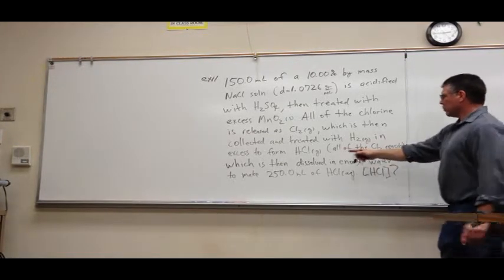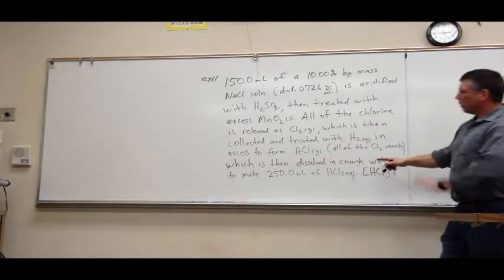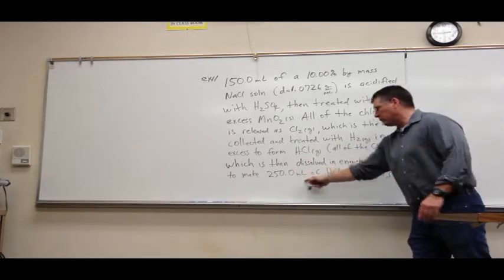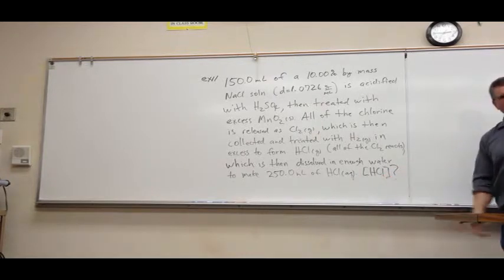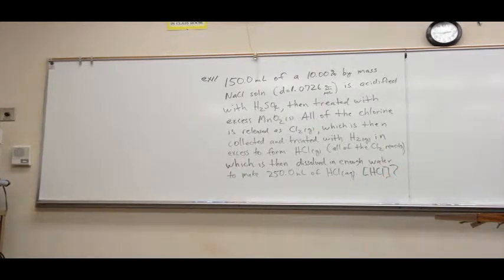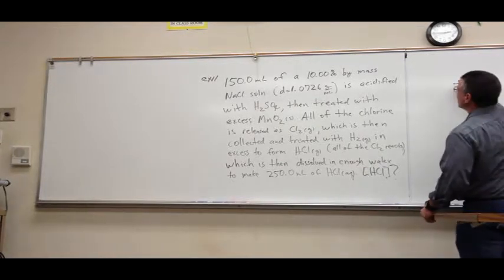Then we take that hydrogen chloride gas and we dissolve all of it in enough water so that we have 250.0 milliliters of a solution with hydrochloric acid. And what we want to do is find out what the concentration of hydrochloric acid is in that solution. So it kind of looks like this.